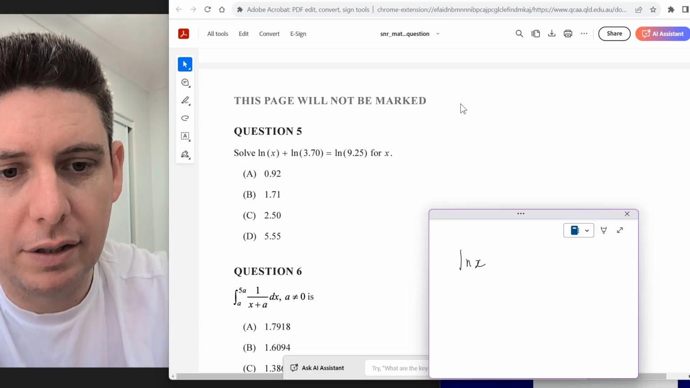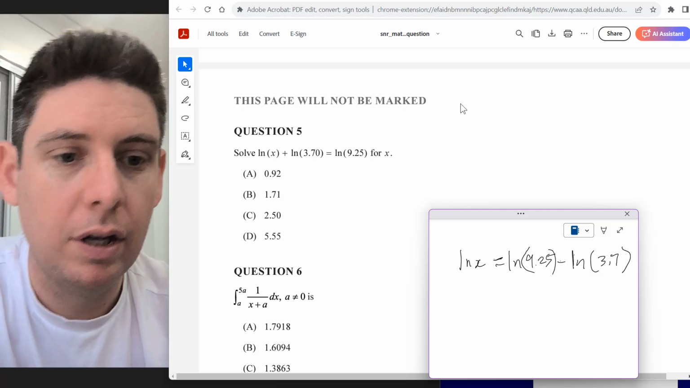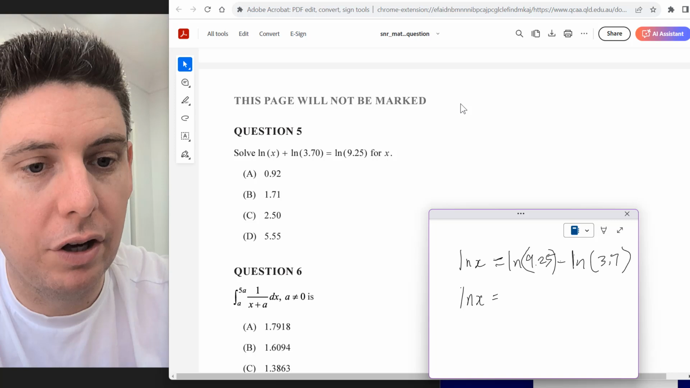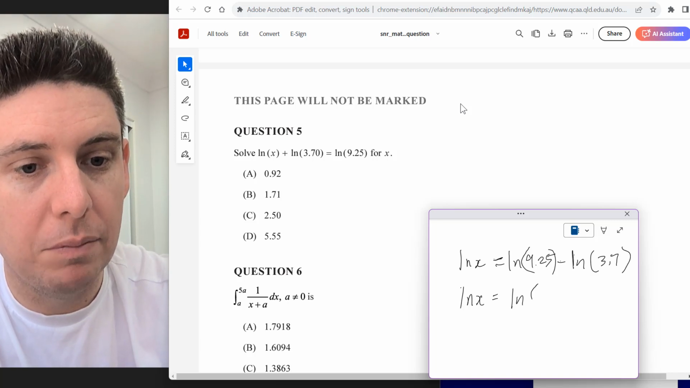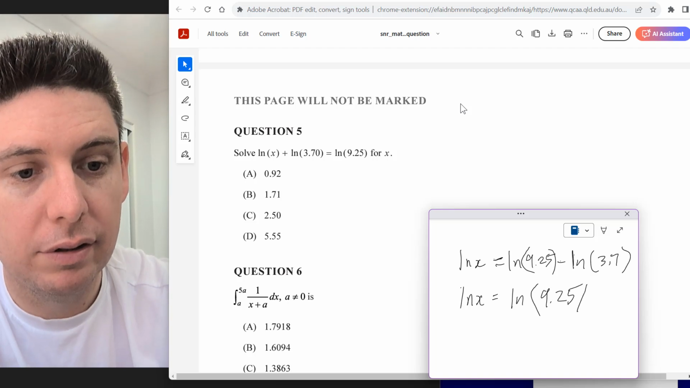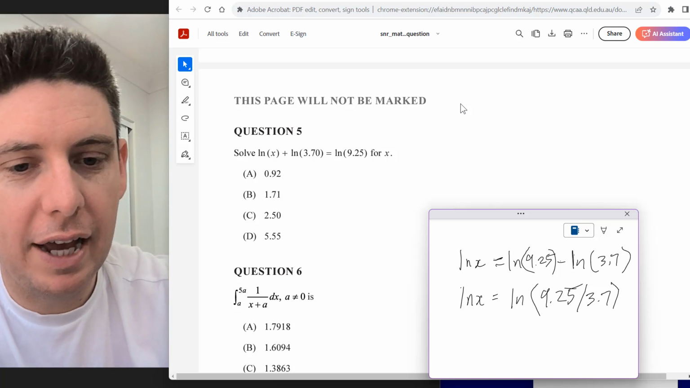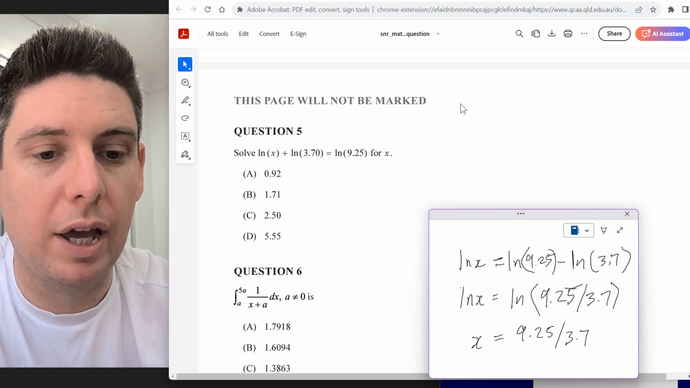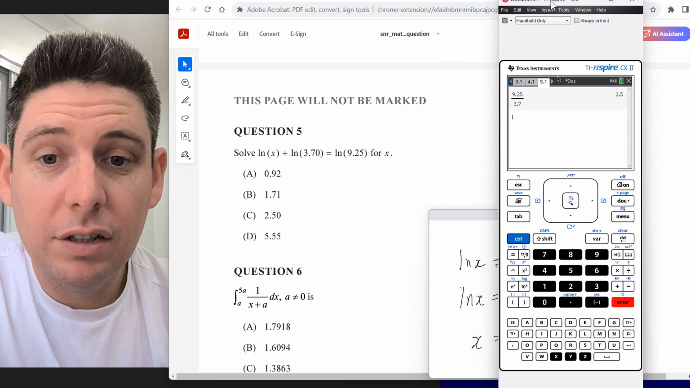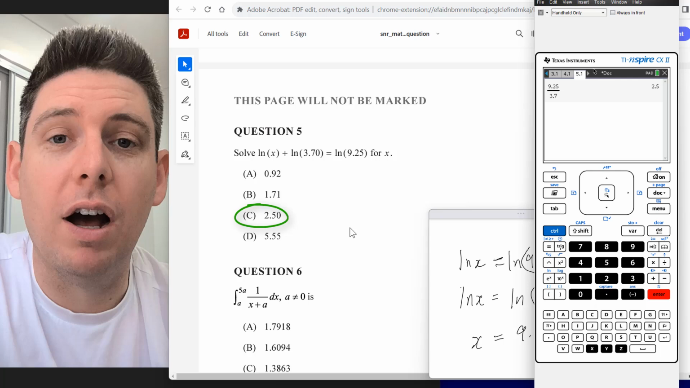So we're trying to get x by itself. So minus ln 3.7 from both sides. Hopefully you know your log laws. If you're minusing 2 logs, you divide the numbers inside the logs, only if it's the same type of log. So basically x equals 9.25 divided by 3.7 because they're both ln. So the answer to 5 is C, 2.5.